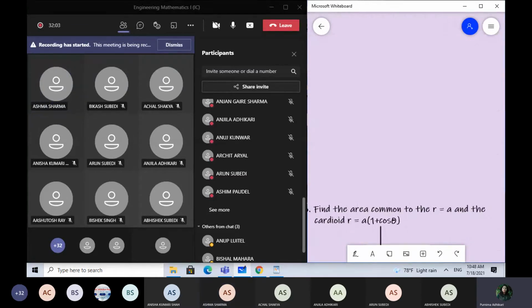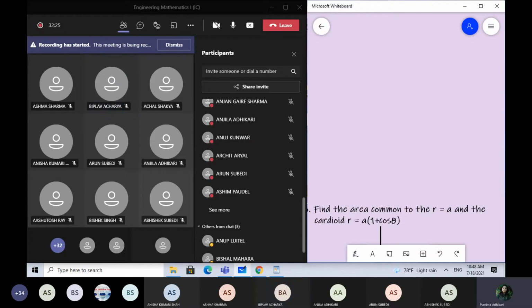Before we look at this, let me ask you one question. No, not only to Ashma, this is for everyone. What is r equals to a? Ashma, you can mute yourself. Yes, r equals to a, what is this? सर्कल हो कि मैम?